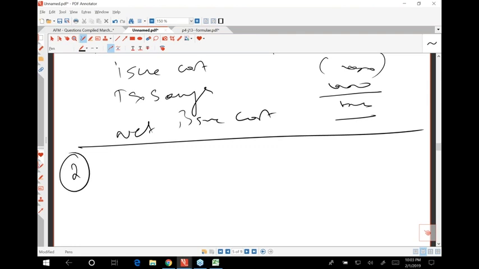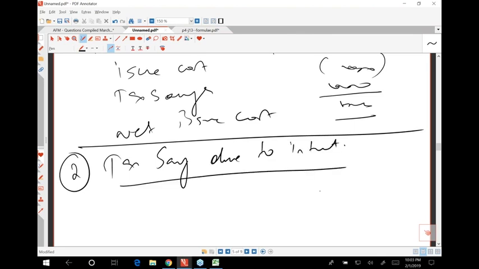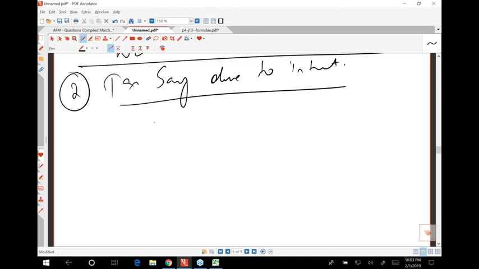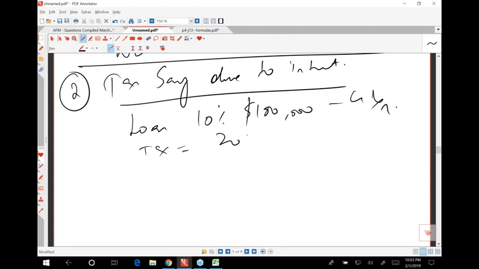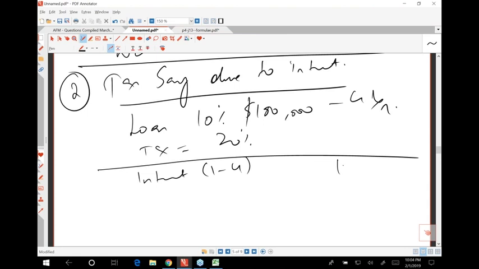Now, let's talk about the other one, which is actually the tax savings due to interest. So assume that you have taken a loan, which is, let's say, a 10% $100,000 loan for a period of 4 years. The tax rate prevalent is, assume that, 20%. So you would have interest expense from year one till year four of 10,000, and the tax savings at the rate of 20% would turn out to be 2,000.